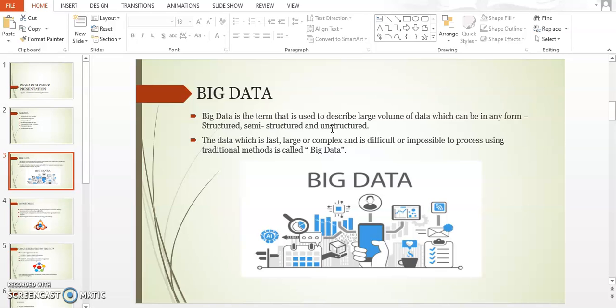So semi-structured data might include data such as, say, consider a file which has both audio, video, and it might also have some text content in it. So all these data include semi-structured.